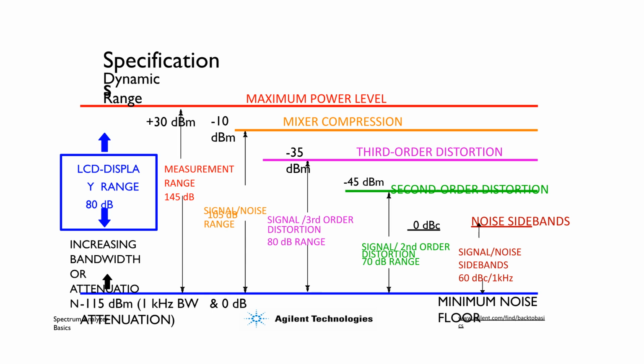The measurement range can be as large as 145 decibels, combining the maximum input power of +3 dBm and the minimum noise floor of -115 dBm. Distortion limits and noise sidebands define the achievable signal-to-noise range.